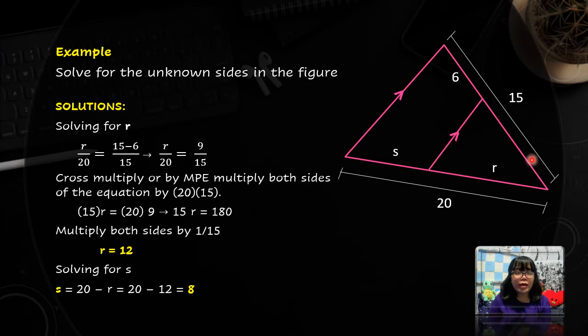So, 20 minus r is equal to 20 minus 12 because r is equal to 12. So s then is equal to 8 because 20 minus 12 is equal to 8. So the unknown side here, which is s, is equal to 8. So this is 12, this is 8. If you add them, that is equal to 20. So that is how you use the triangle proportionality theorem.